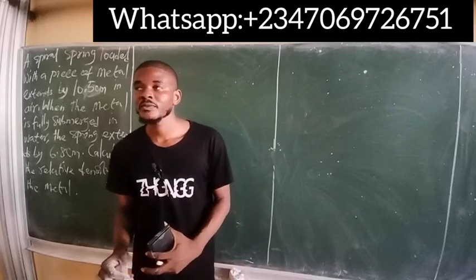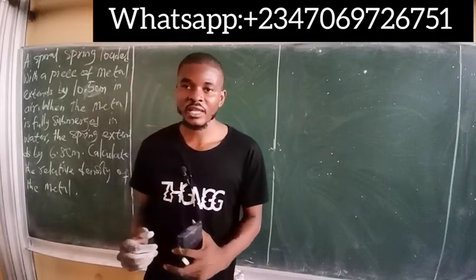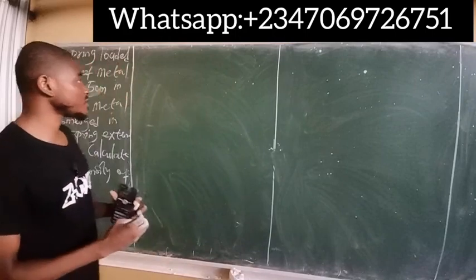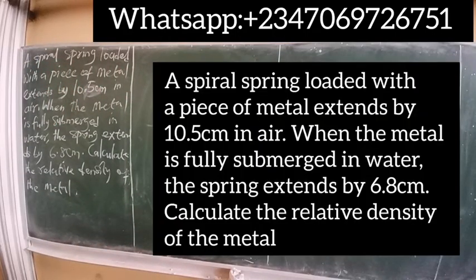All right, welcome. So, following up our series on elasticity, let's say we have this problem. It says a spiral spring loaded with a piece of metal extends by 10.5 centimeter in air. When the metal is fully submerged in water, the spring extends by 6.8 centimeter. The question says calculate the relative density of the metal.